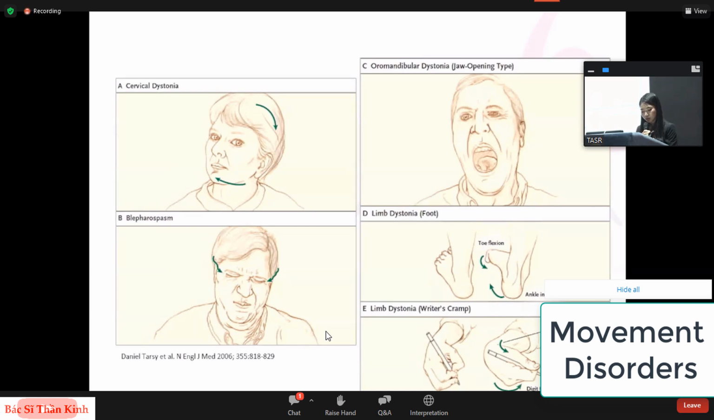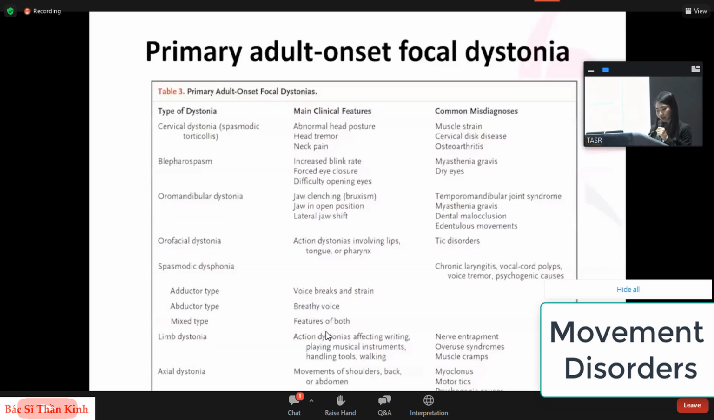Other primary adult onset dystonia include blepharospasm, which involves abnormal contraction around the eyes, as you see in these pictures, and oromandibular dystonia, which consists of various subtypes. In this picture is a jaw opening type. And limb dystonia, such as writer's cramp, and the dystonia that is present while patients are riding. This table summarizes the primary adult onset focal dystonia.